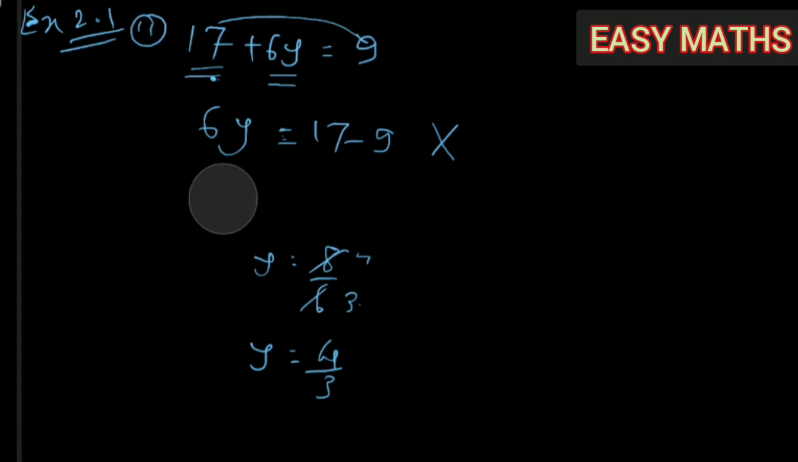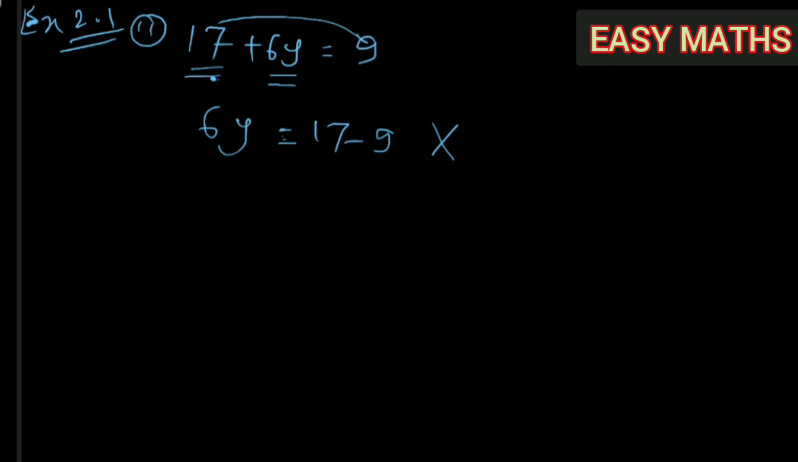So what is wrong in this step? What they do is they take this 17 to the other side of the equal to sign and they have changed the sign of this 9. They have taken 17 to the other side and changed the sign of 9. That is what the mistake is.